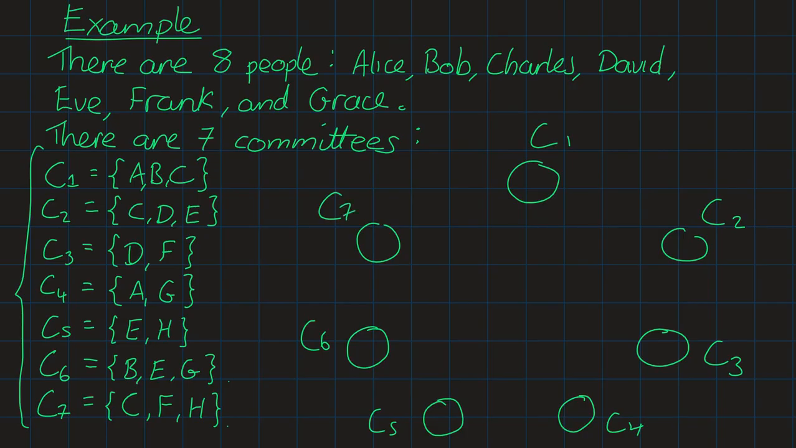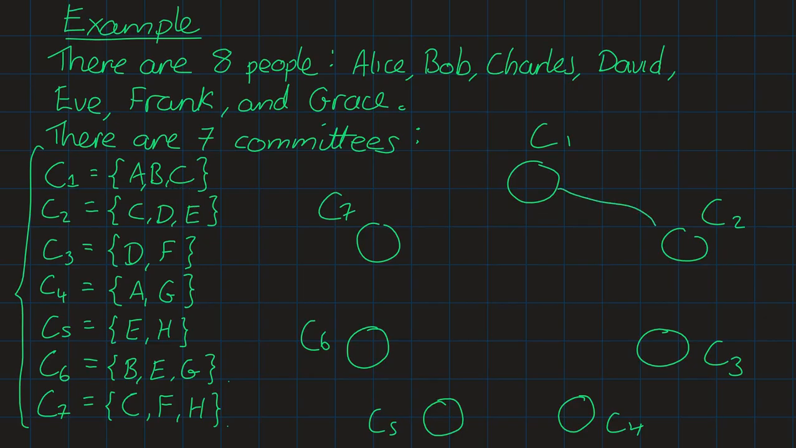So the vertices represent the committees, and then there are edges if there is a conflict. So how do I work out if there's a conflict? Well, there's a conflict if any given person needs to be in both committees at the same time. So for example, Committee 1 and Committee 2, there's a conflict because Charles needs to be in both of them.